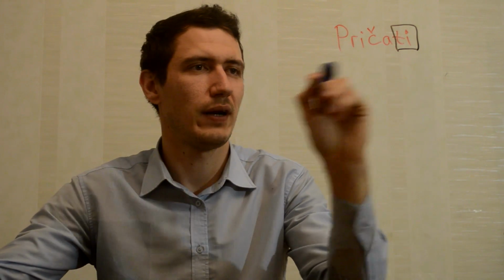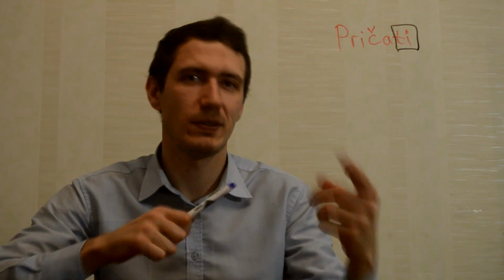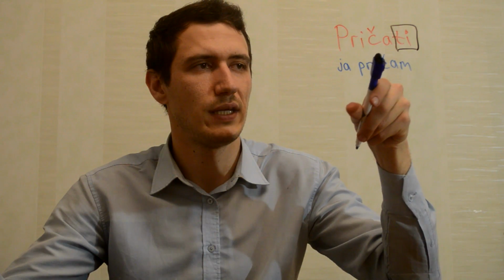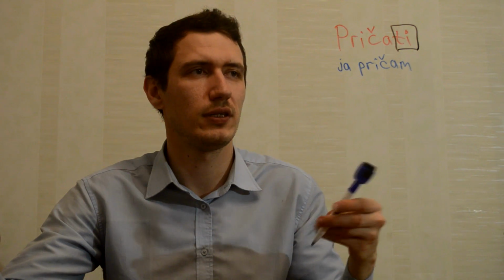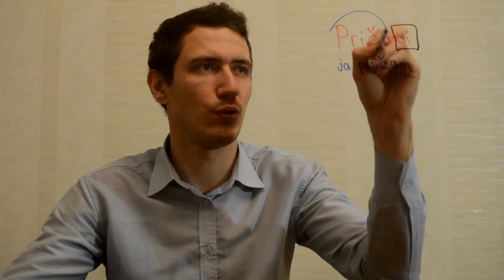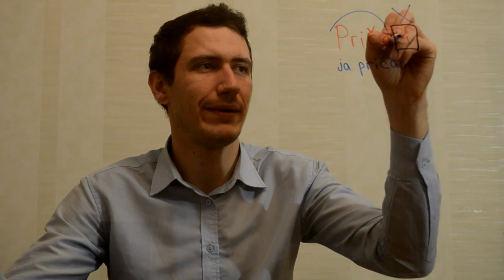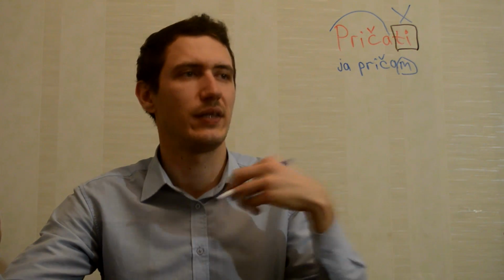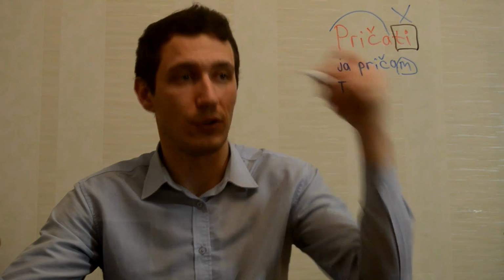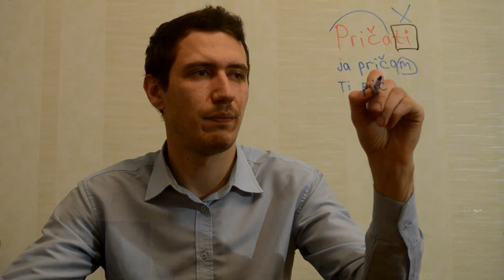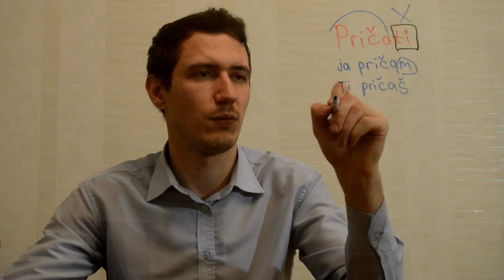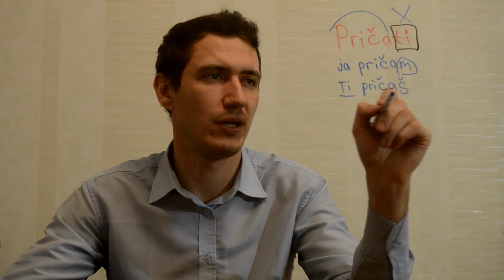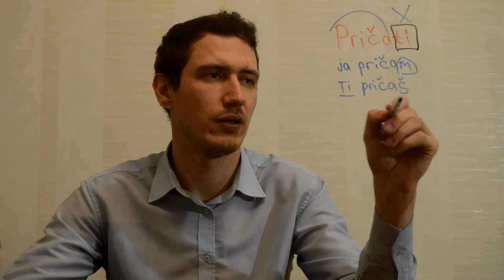Now we go a bit further and say I speak, you speak, he speaks, she speaks. Ja pričam. To say I speak, all you need to do is use the root of the verb, cut away the T part, and add m. So ja pričam. If you want to say you speak, it will be ti pričaš. We say personal pronoun, root of the verb, priča, and then add š.